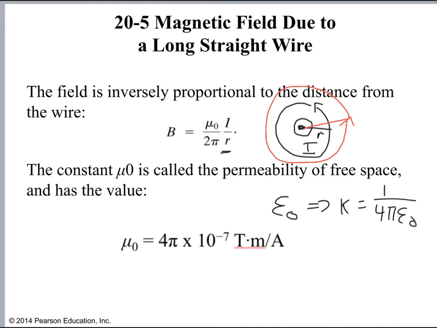These loops represent the magnetic field strength determined by this formula. So the direction is determined by the right-hand rule, and the magnitude is determined by this formula, which tells you the value of the magnetic field strength at any distance r away from a wire carrying a current I.